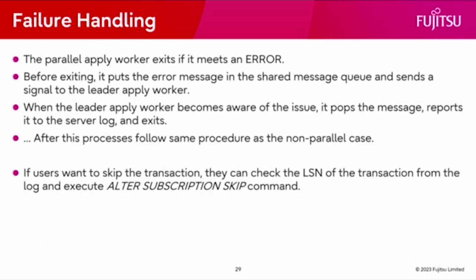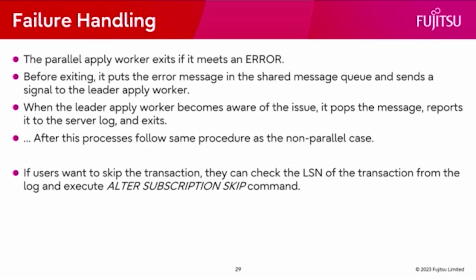Okay. Next, in this section, I will discuss failure handling. Like the normal apply worker, the parallel worker exits if it meets an error. But before exiting, it puts the error message in the shared message queue and sends a signal to the leader apply worker. When the leader becomes aware of the issue, it pops the message from the queue, reports it to the server log, and exits by itself.